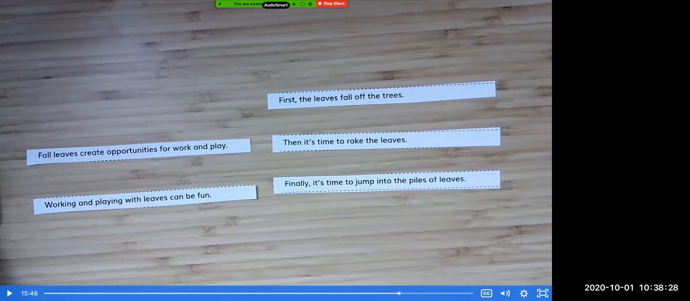First, the leaves fall off the trees. Then it's time to rake the leaves. Finally, it's time to jump into the piles of leaves. Working and playing with leaves can be fun. I think that's how it should sound. So let's see what Miss Sabella says.